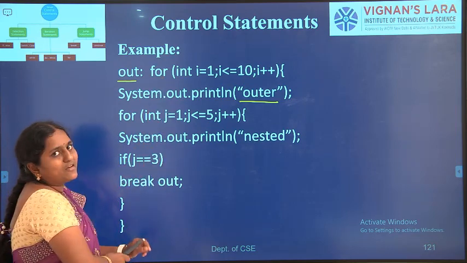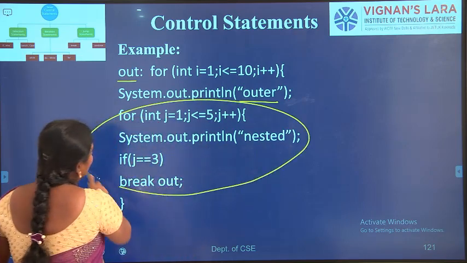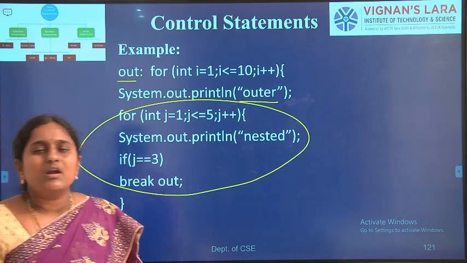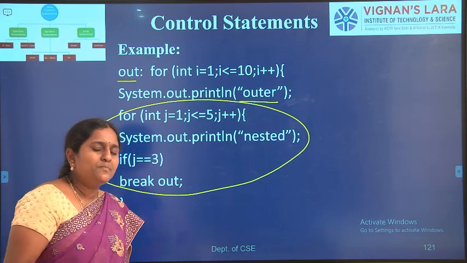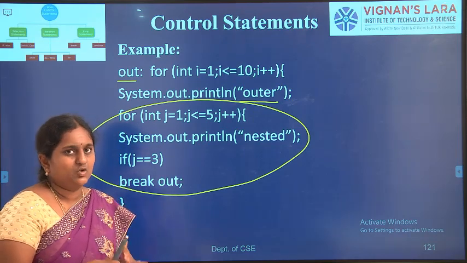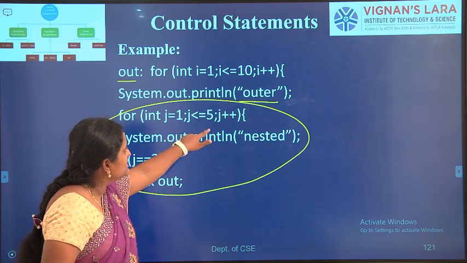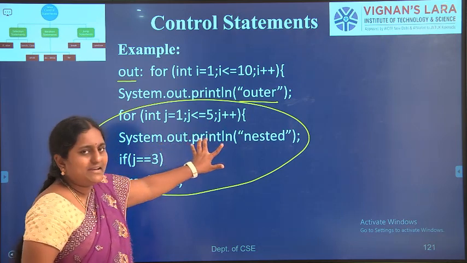Inside one for loop, I am writing another for loop. One loop within another loop is called nested structures or nested loops. Here: for int j equal to 1, j less than or equal to 5, j plus plus, System.out.println nested.